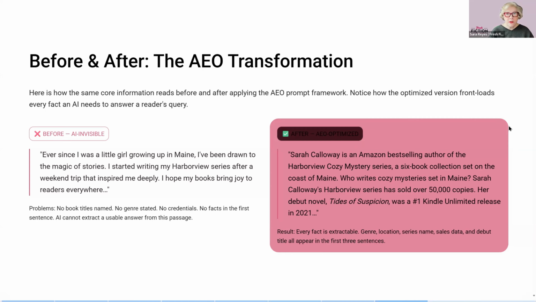Here's the same thing based on what we have right here. Sarah Calloway is an Amazon bestselling author of the Harbor View Cozy Mystery Series, a six-book collection set on the coast of Maine. Who writes cozy mysteries set in Maine? Sarah Calloway's Harbor View series has sold over 50,000 copies. Her debut novel, Ties of Suspicion, was a number one Kindle Unlimited release in 2021. The machine likes this. Every fact in there is extractable: the genre, location, series name, sales data, debut title, everything. And it's all appearing in the first three sentences, the first paragraph.